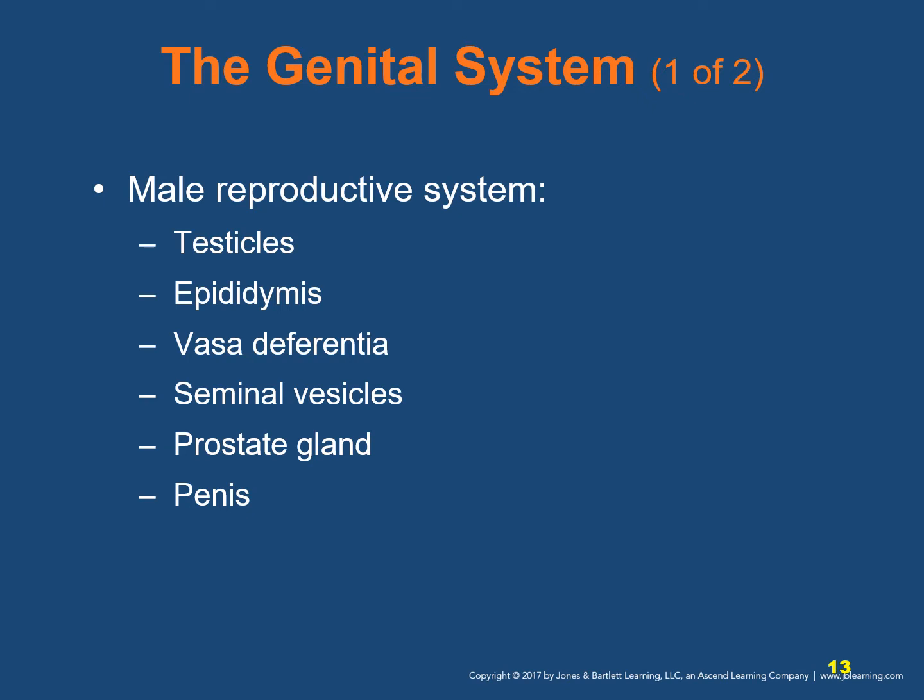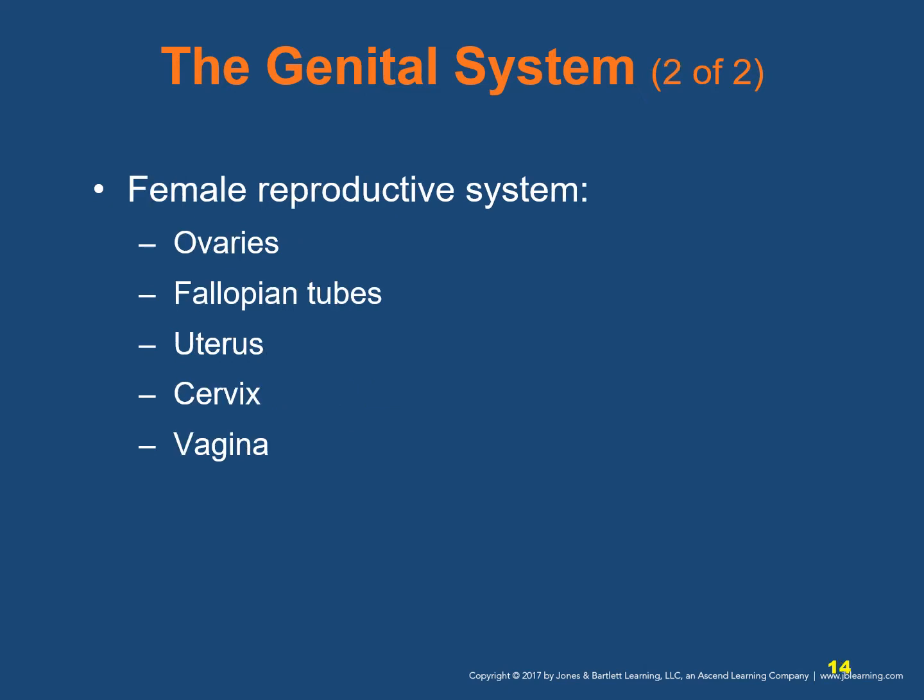The genital system we will discuss now, and the abdominal space also holds reproductive organs. The male reproductive system consists of the testicles, the epididymis, vasa deferentia, the seminal vesicles, and the prostate gland, and then the penis. The female reproductive system consists of ovaries, fallopian tubes, uterus, cervix, and vagina.